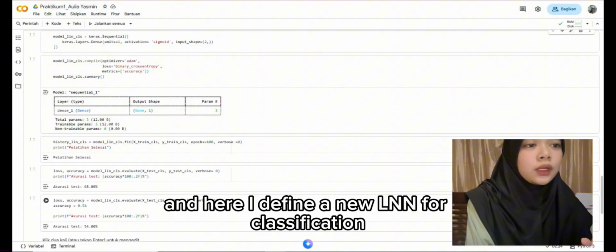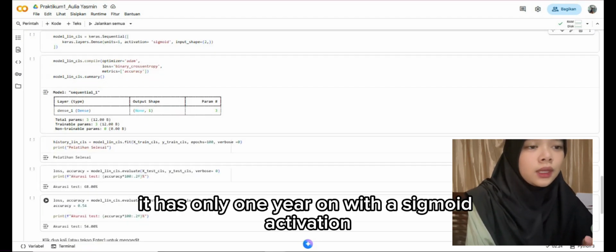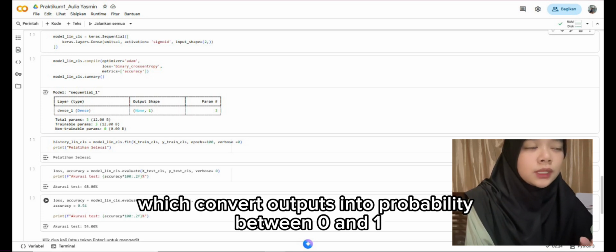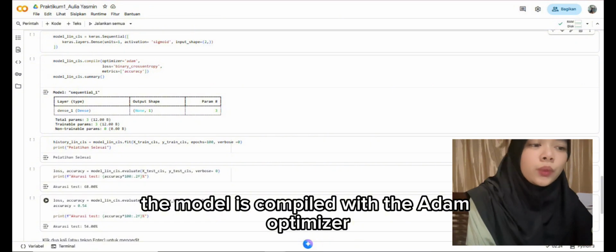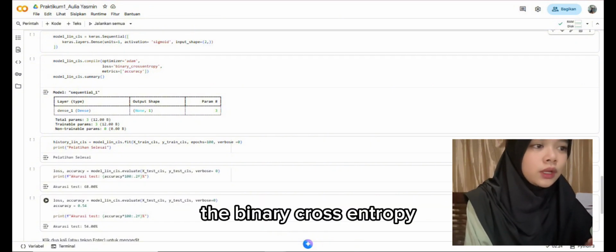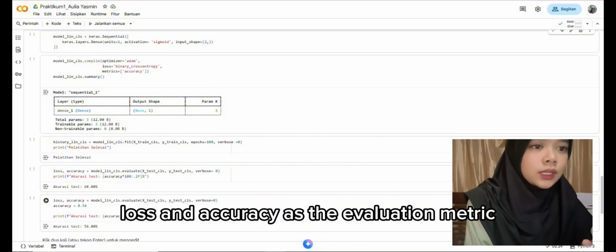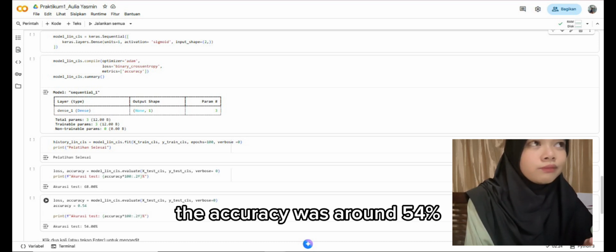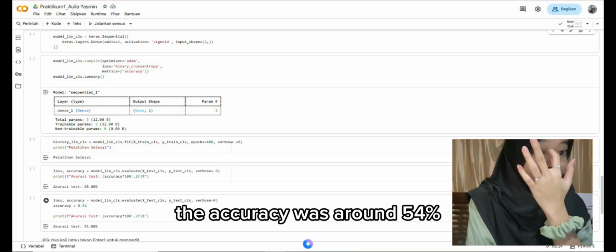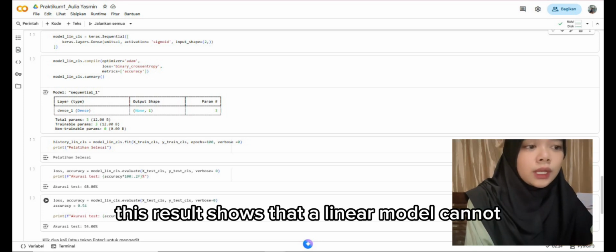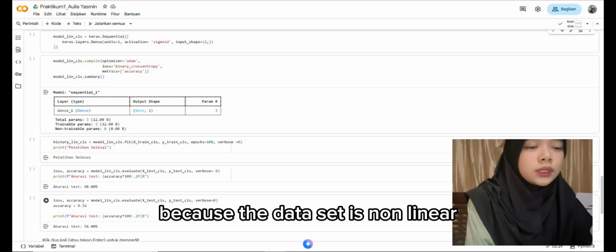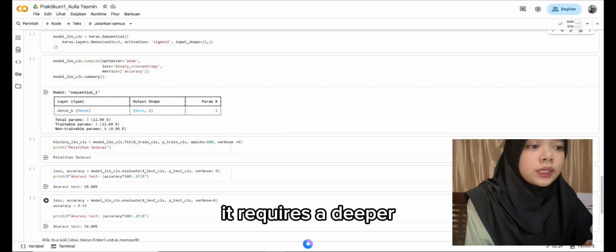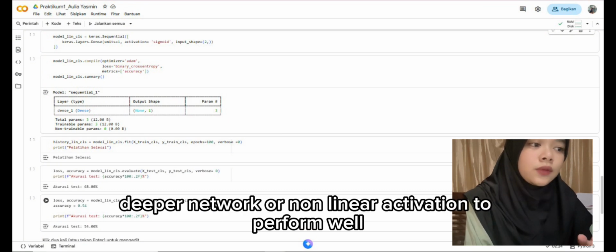And here I define a new LNN for classification. It has only one neuron with a sigmoid activation, which converts outputs into a probability between 0 and 1. The model is compiled with the Adam optimizer, binary cross entropy loss, and accuracy as the evaluation metric. After training the model for 100 epochs, the accuracy was around 54%. This result shows that a linear model cannot properly separate the moon-shaped data because the dataset is nonlinear. It requires a deeper network or nonlinear activation to perform well.